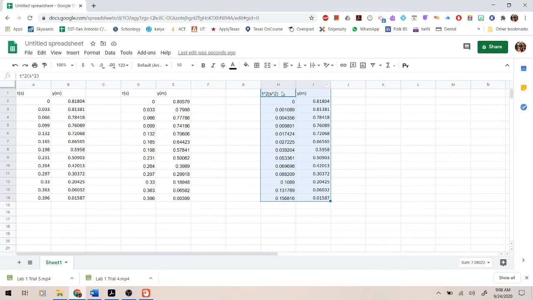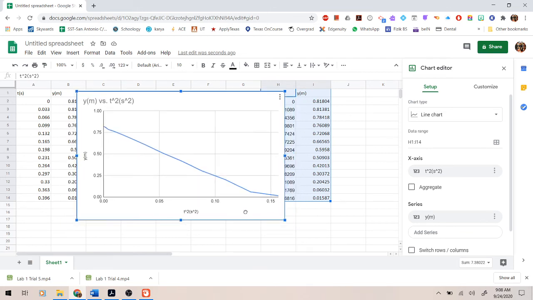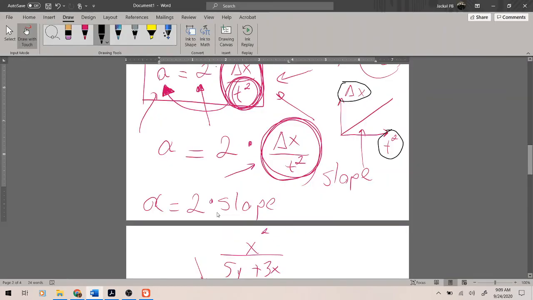Now I have my t squared to y numbers. Then what am I going to do? Insert, chart, boom. I have that linear relationship. All right. So now what do I have? What is this graph giving me? The graph alone doesn't tell me anything, but if you look at the slope of this ratio, position to time square, it is basically giving me this section right here.